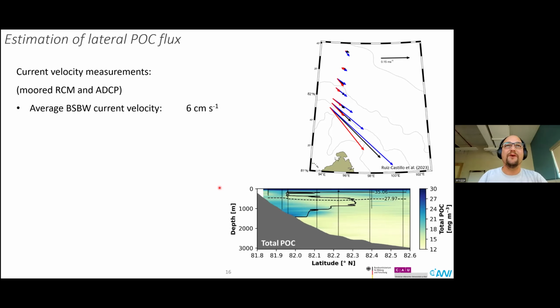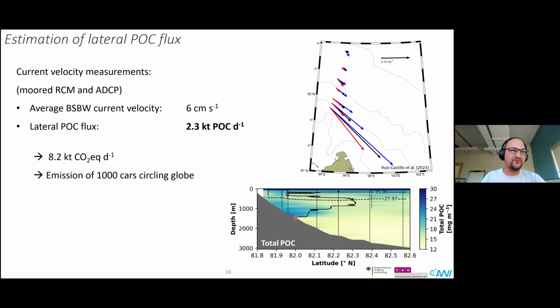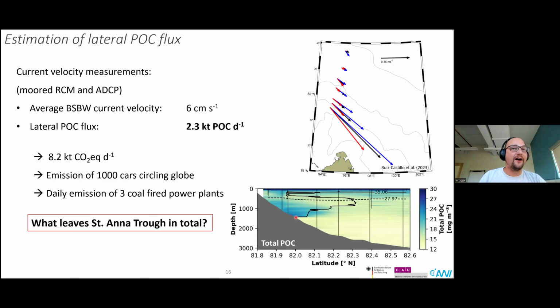So if you multiply that current velocity with the concentration and the area of the dense water, you get a flux, a lateral POC flux of about 2.3 kilotons per day. And this equals about 8.2 kilotons of CO2. And I like that number. So if 1,000 cars are circling the globe per day, that's the emission which kind of gets sequestered there. Or 3 coal-fired power plants, but that number is rather small, so I usually prefer the 1,000 cars.